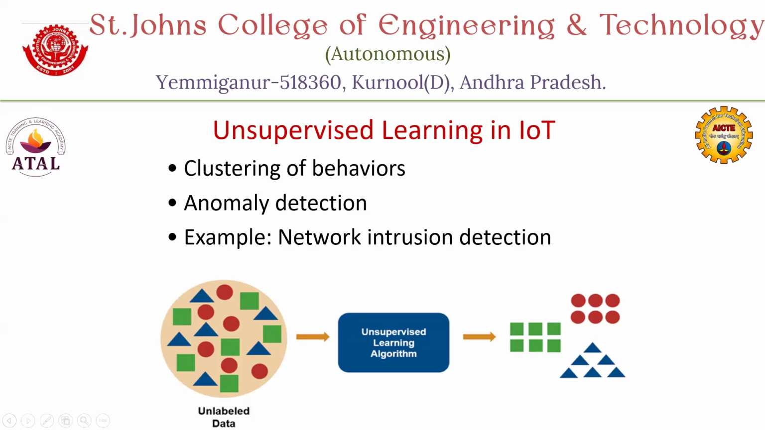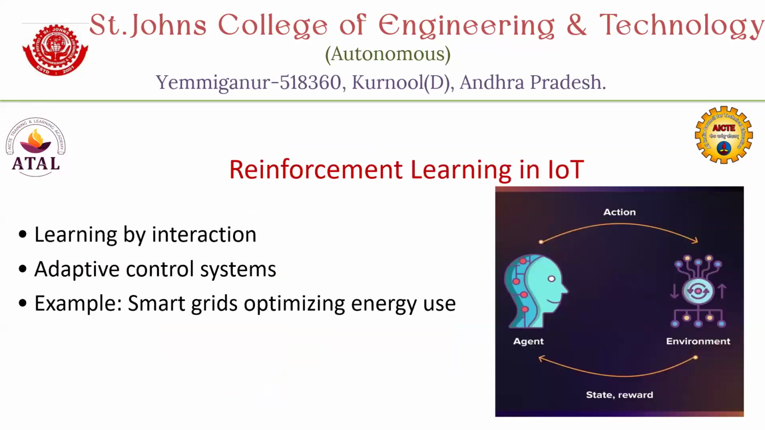So we have this unlabeled data which is given to the unsupervised learning algorithm, which splits it into 3 clusters based on their shapes and based on their colors. Here I can give one example: network intrusion detection, which is an example of unsupervised learning. Next comes reinforcement learning. Reinforcement learning plays a very important role and is one of the important learning methods in IoT. Reinforcement learning allows IoT systems to adapt dynamically.